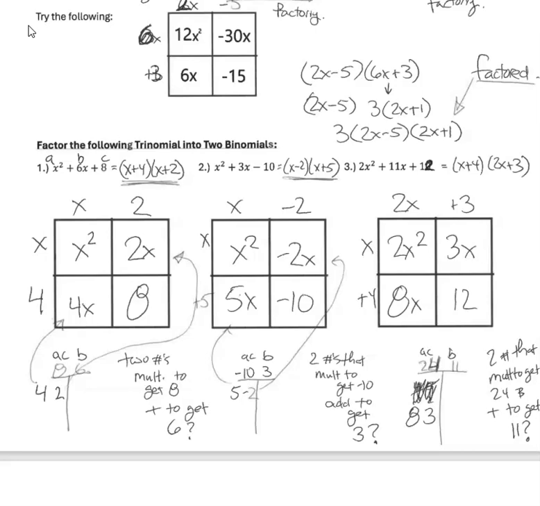And once you add that, you can figure out how do you get your x squared? It's an x and an x. How do you get your 2x? It's an x and a 2. How do you get your 4x? It's a 4 and an x. And how do you get your 8? It's the 2 times 4.